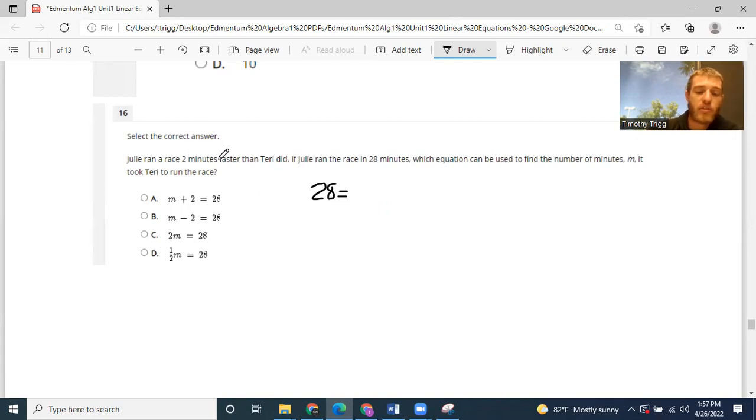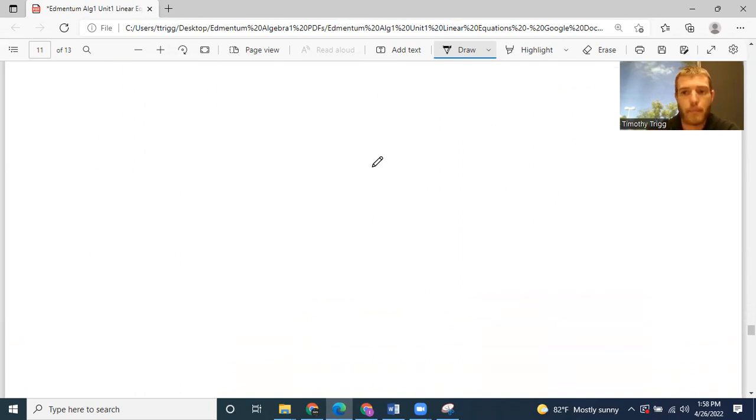So Julie ran the race 2 minutes faster. So that means Terry took more time actually, right? So if you took Terry's time and you subtracted 2, you'd get Julie's time. This is kind of a complicated one, but Julie is faster by 2 minutes, right? So if it took her 28 minutes, Julie took 28 minutes, and that was faster than Terry by 2 minutes. That means Terry must have taken 30 minutes, right? So to solve this, you would add 2 to both sides, but they're not asking you to solve, so. Okay.